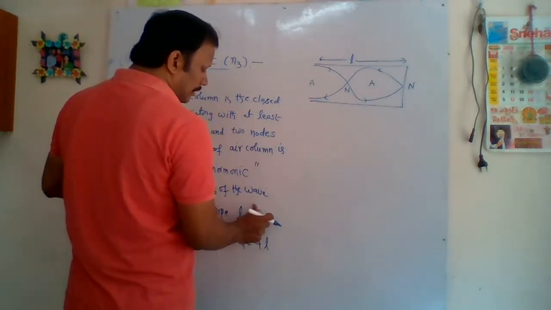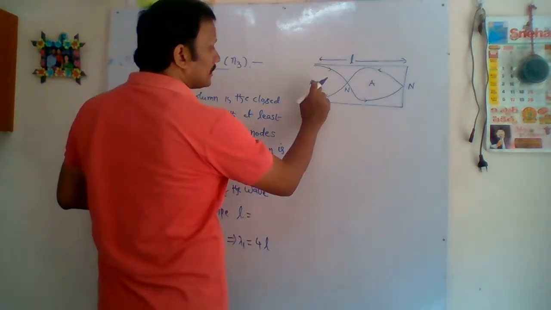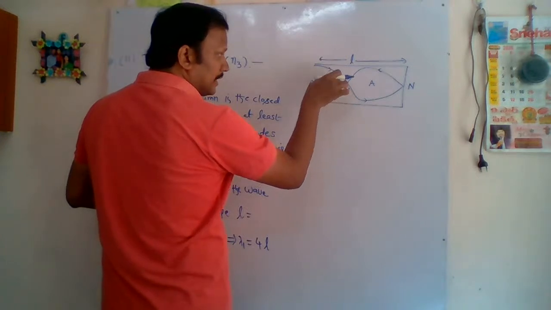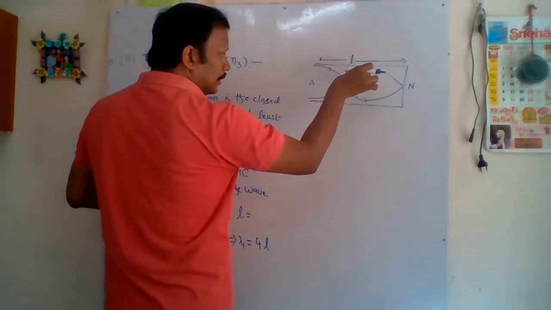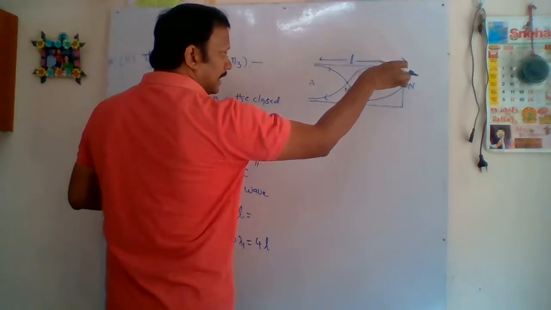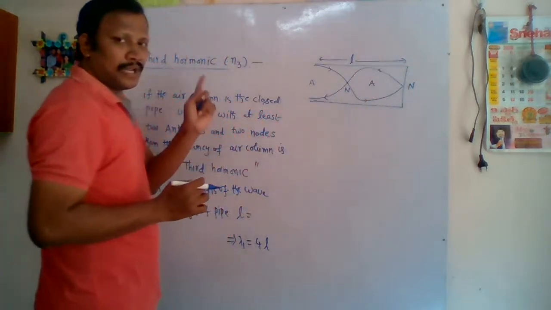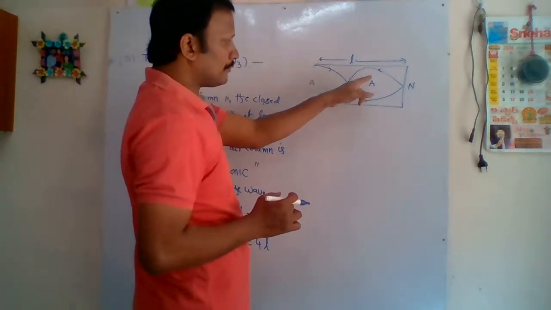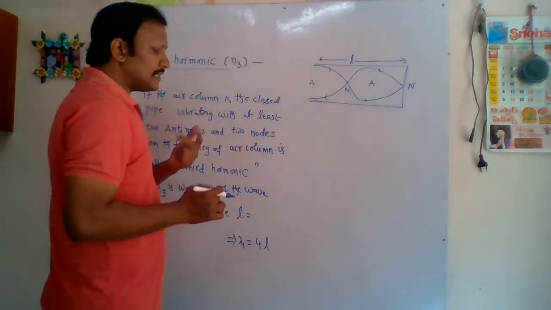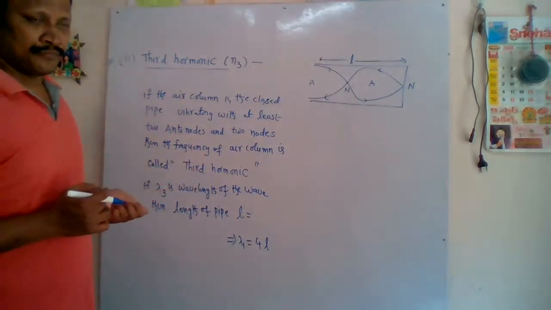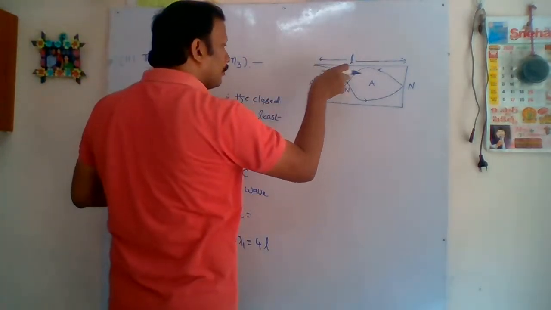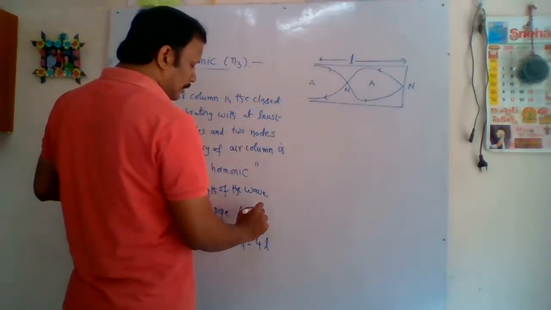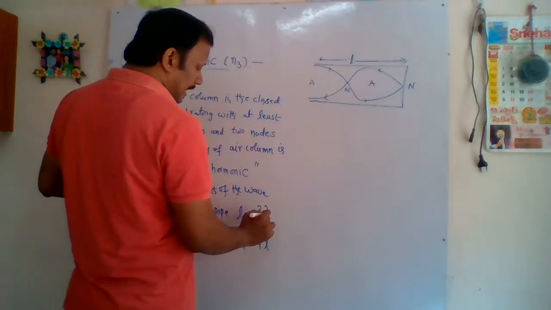Length of the pipe is equal to how much here? Antinode to node distance is lambda by 4. Again node to antinode, lambda by 4. Again antinode to node, lambda by 4. So lambda by 4, lambda by 4, lambda by 4. But in this situation I am taking lambda 3, that means lambda 3 by 4 plus lambda 3 by 4 plus lambda 3 by 4. So L is equal to what here? 3 lambda 3 by 4.